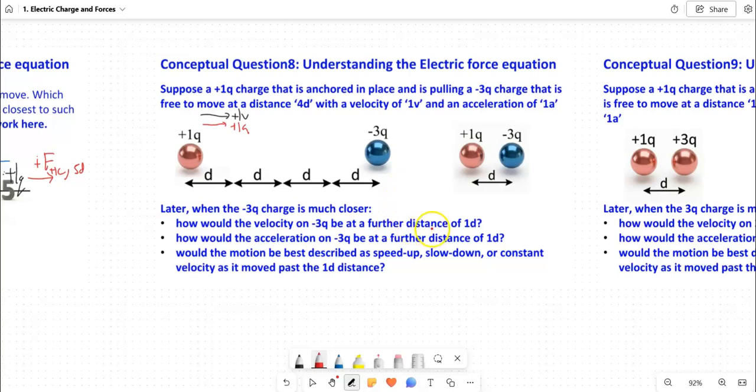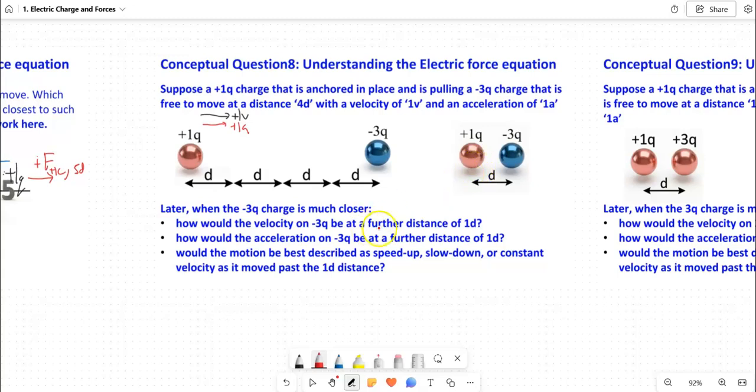Compare the velocities to each other when they're here versus here, and compare the accelerations to each other in the first case to the second case. And then finally, in the last question, when you let these two go and they got 4d apart, and then they started moving to 1d apart, during that motion, were they speeding up, slowing down, or constant velocity? All right, so try to answer these questions.